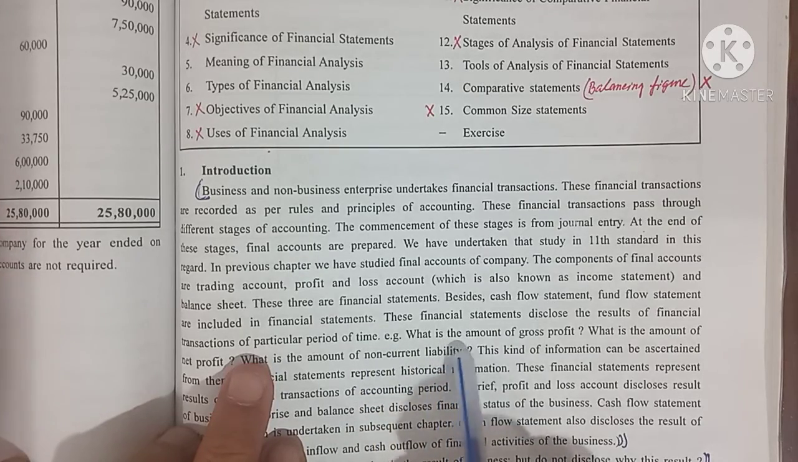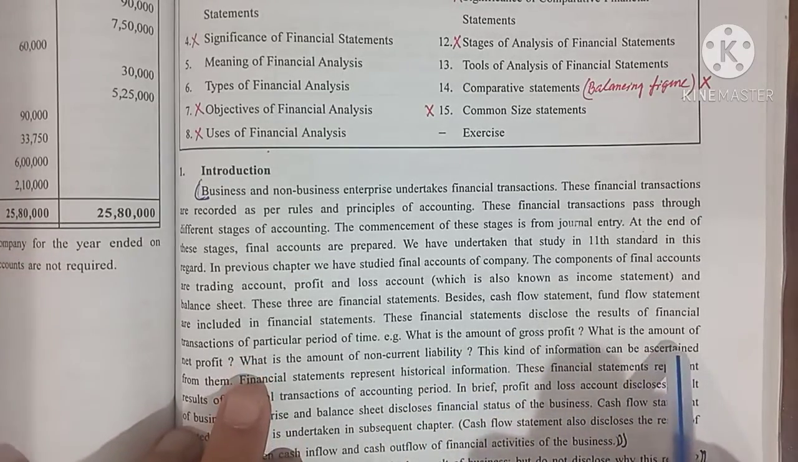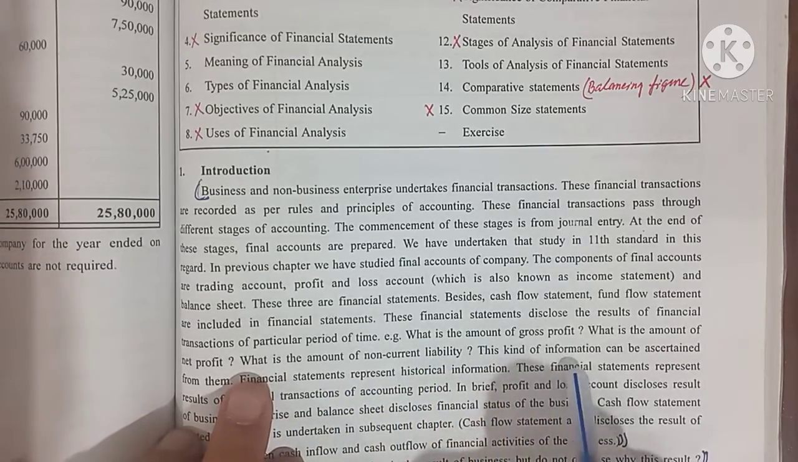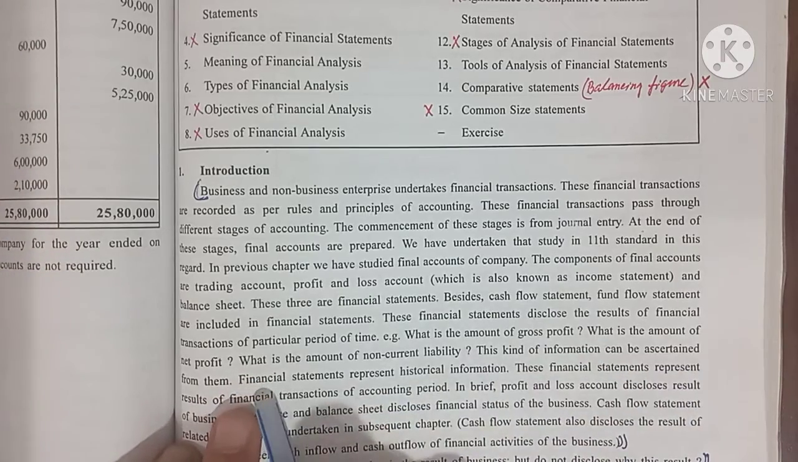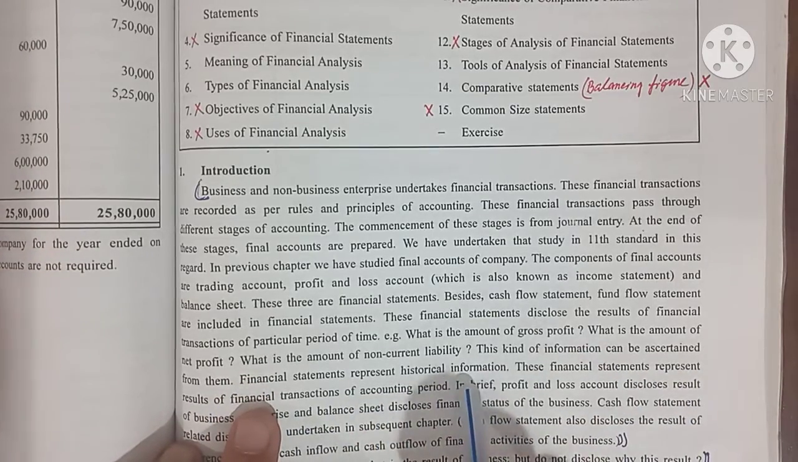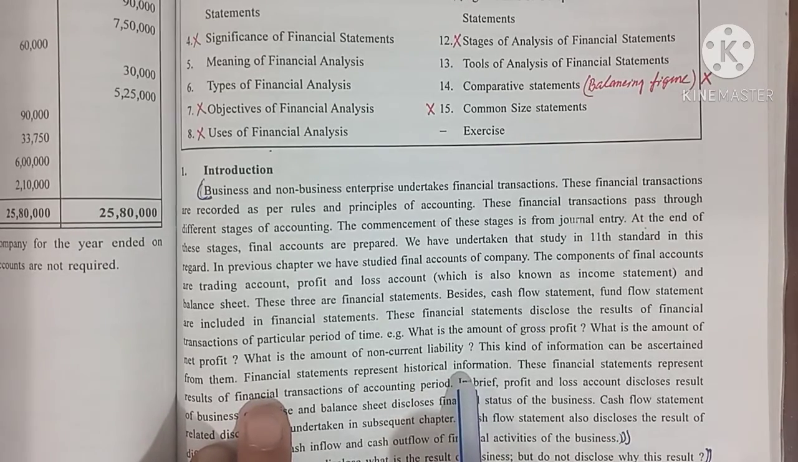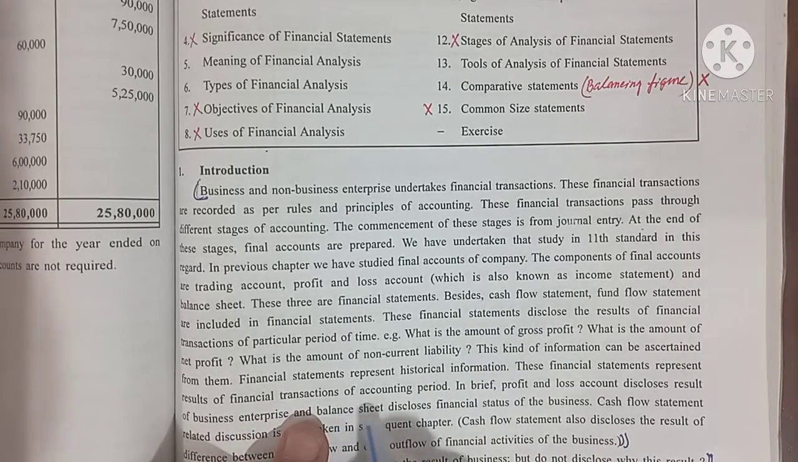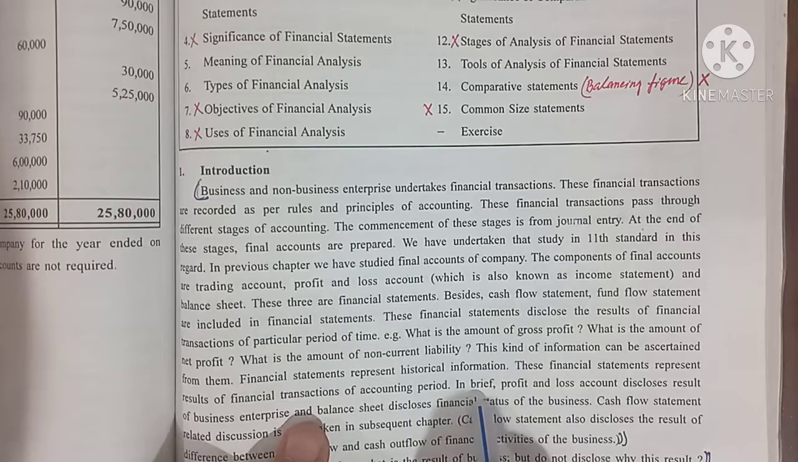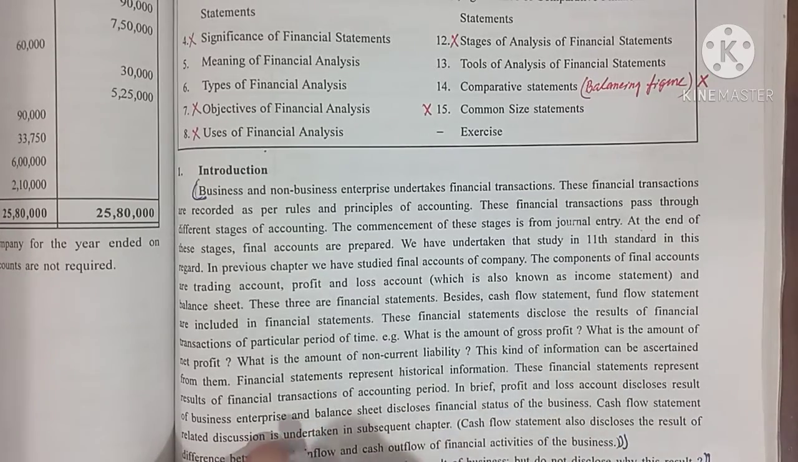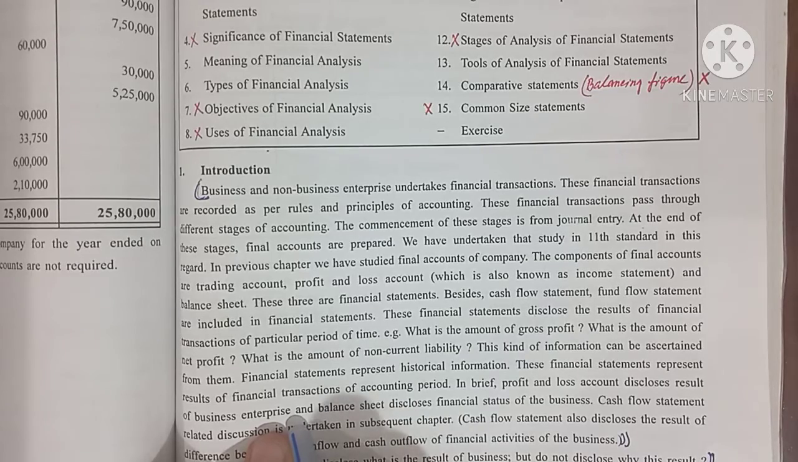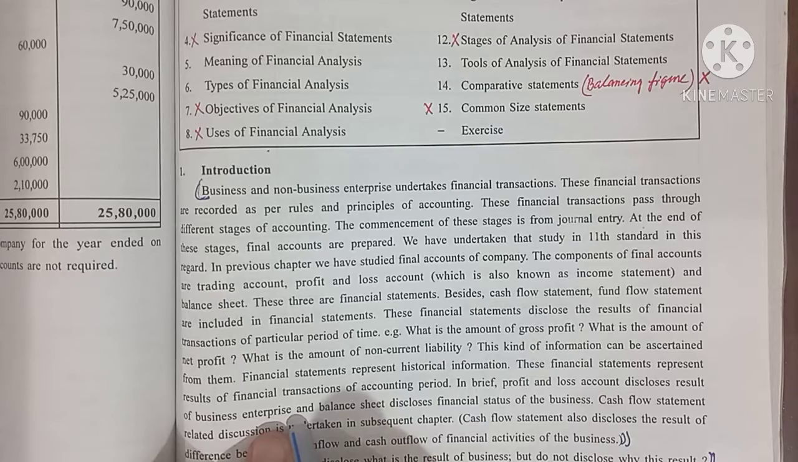For example, what is the amount of the gross profit, or the net profit? What is the amount of the non-current liabilities? This kind of information can be ascertained from them. Financial statements represent statistical information. These financial statements represent the result of the financial transactions of the accounting period. In brief, the profit and loss account discloses the result of the business enterprise. The profit and loss account or trading account tells how much gross profit or gross loss, or how much net profit or net loss you are getting.